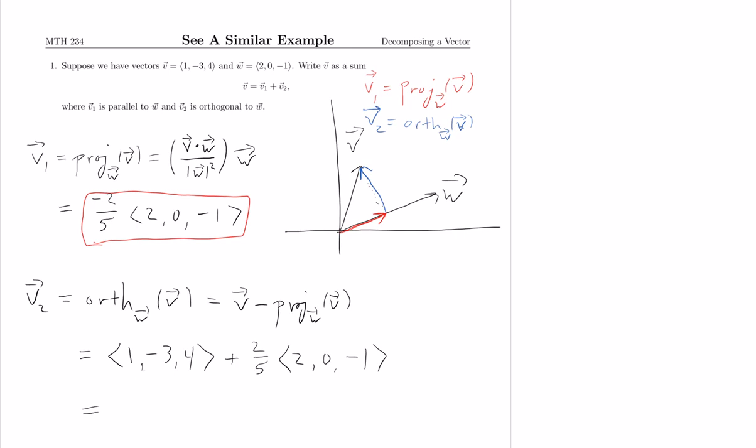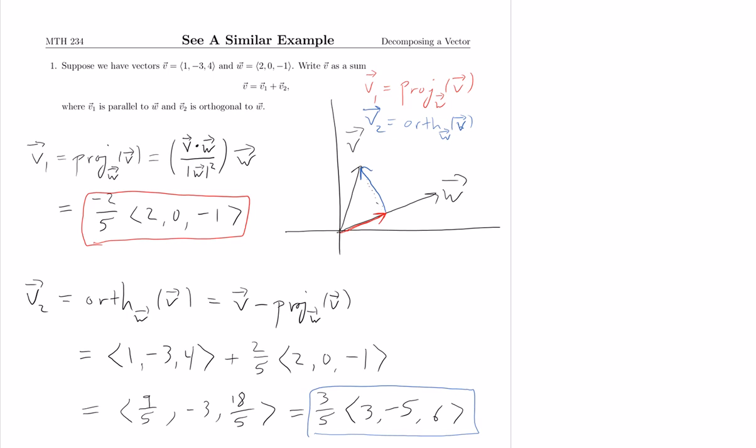So 1 plus 4/5 is 9/5. Negative 3 plus 0, and 4 minus 2/5, which we can write as 18/5. And if you like, I guess we could factor 3/5 out of everything, just to make it slightly prettier. And we could get 3, minus 5, 6. And so again, just to reiterate, what we just got here is the blue vector in the picture.